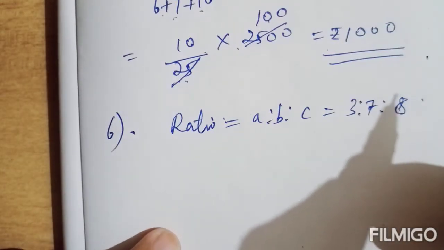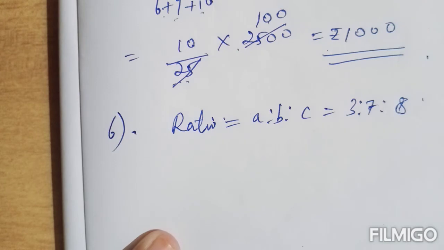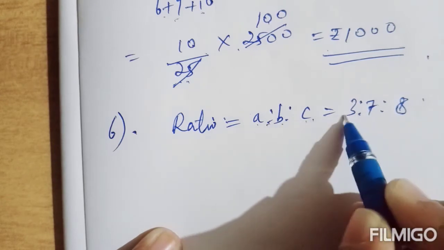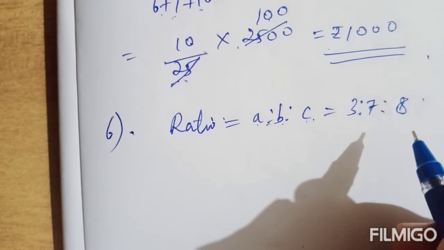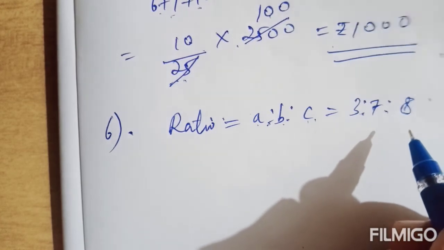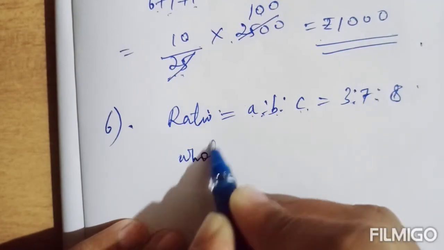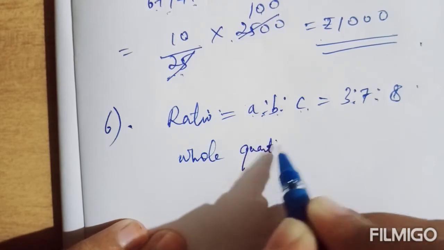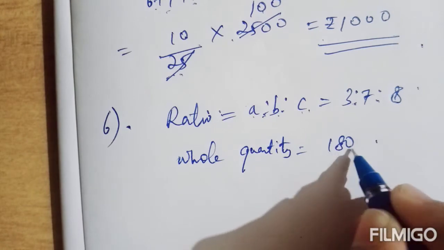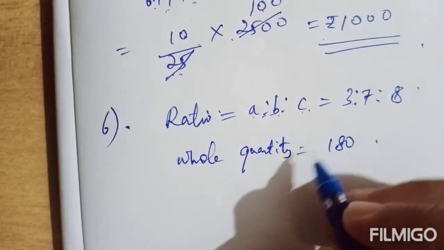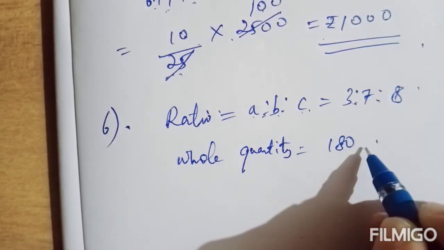Find the greatest and the smallest angle, and a clue is given there. The sum of the angles of a triangle is 180. The total sum of these angles is 180, that we know. The sum of 3 angles of a triangle is always 180. So the whole quantity you can take as 180. That's why we are taking the whole quantity as 180.